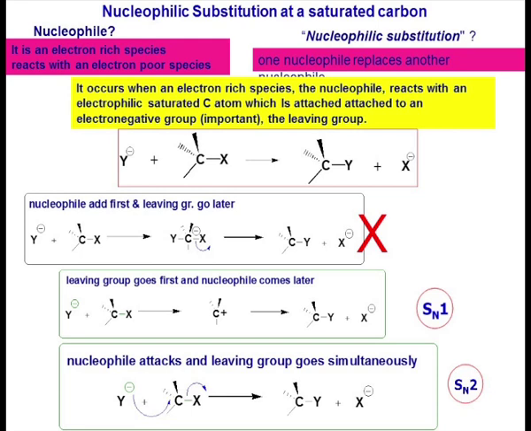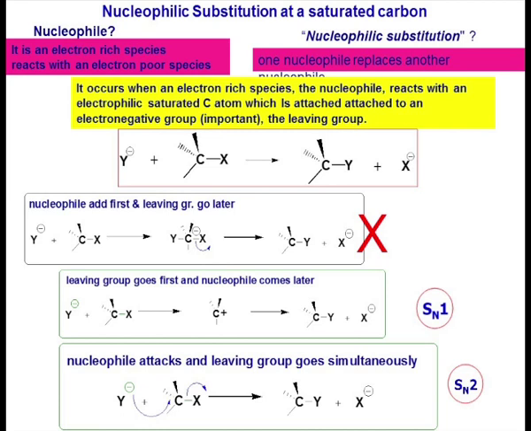It occurs when an electron rich species, that is the nucleophile, reacts with an electrophilic saturated carbon atom attached to an electronegative group, that is very important, which we call the leaving group. The leaving group, when leaving, is also of nucleophilic type, and the nucleophile will be much stronger than the leaving group so far as electron density or negativity is concerned. Nucleophile adds first and leaving group goes later.